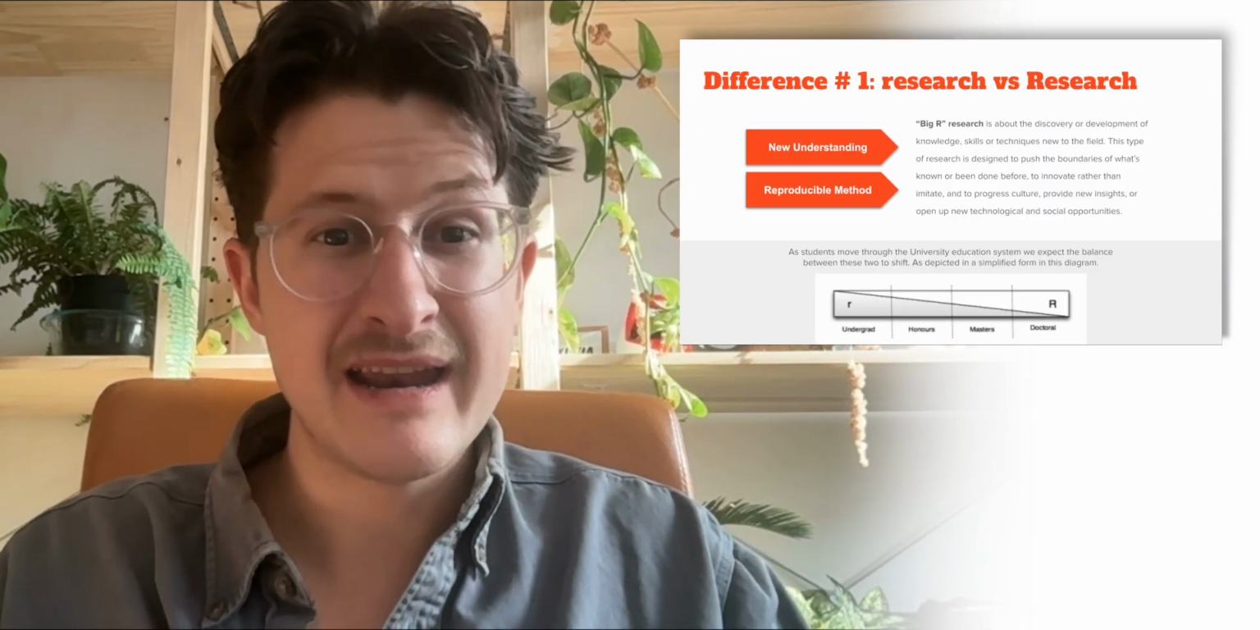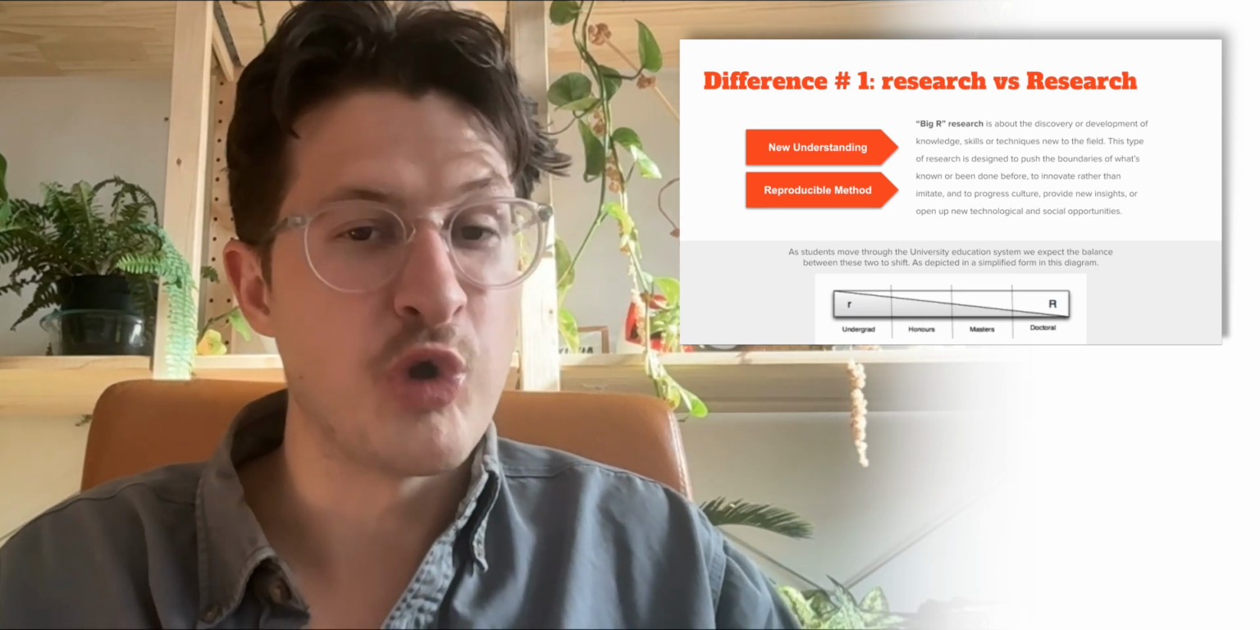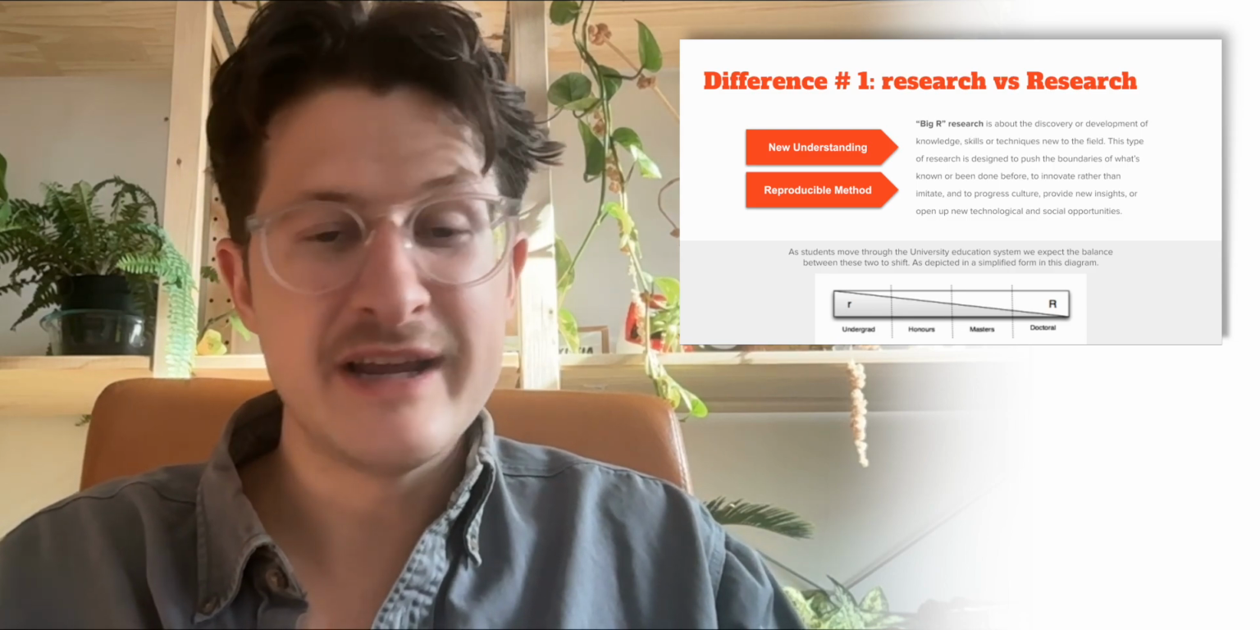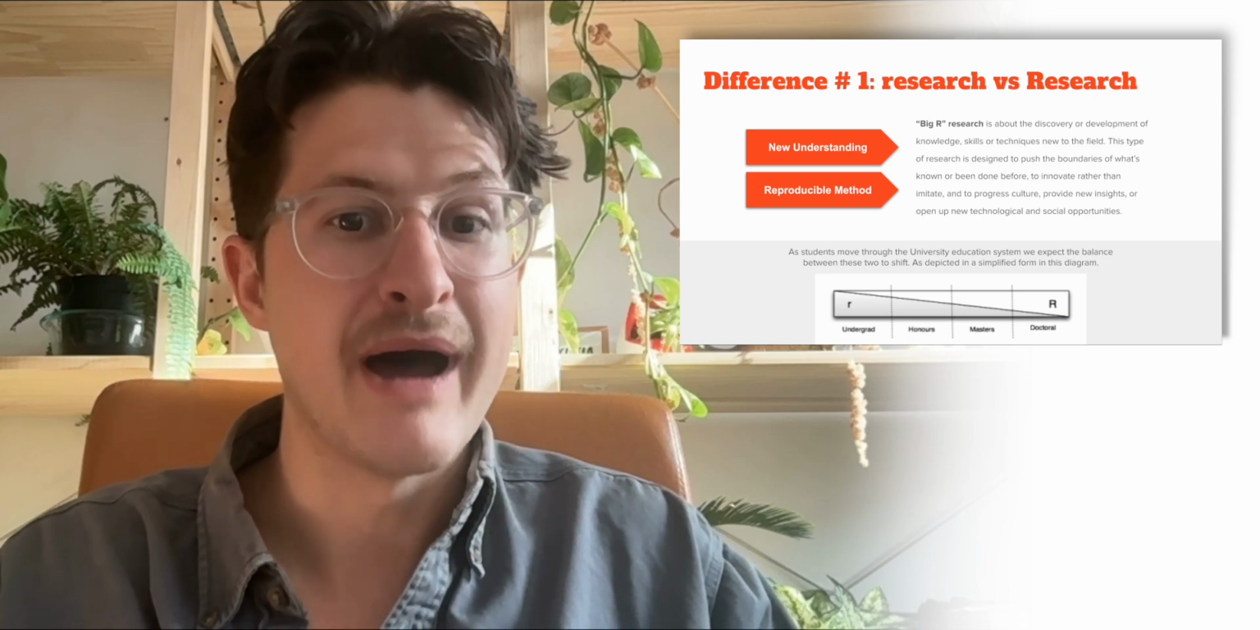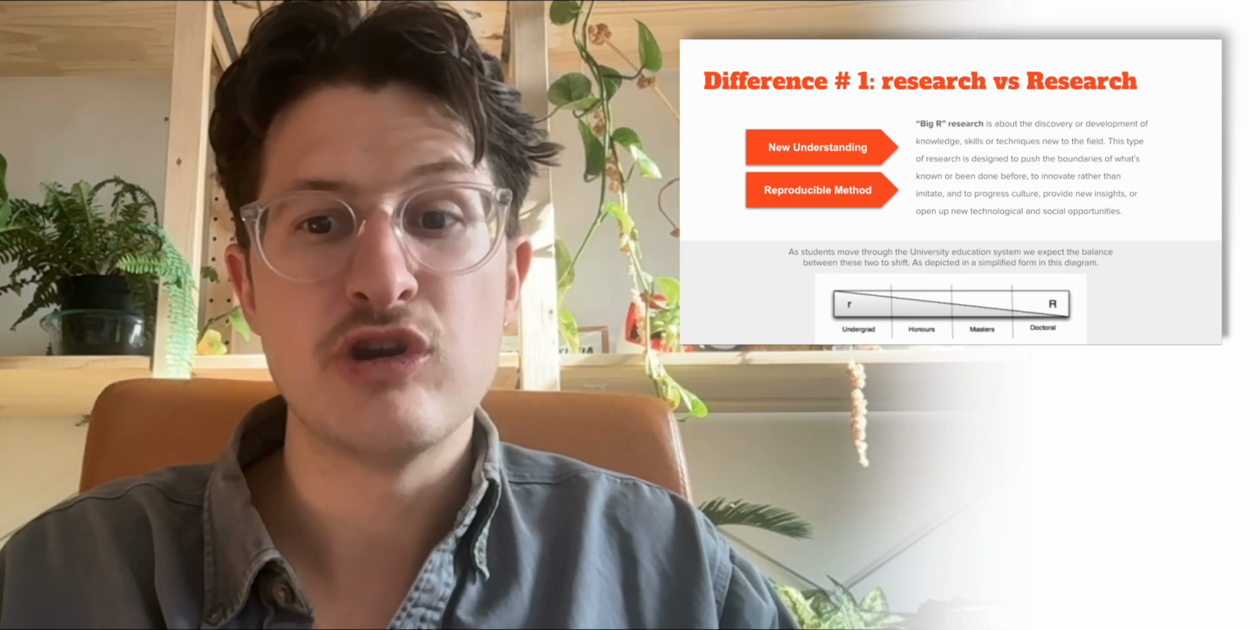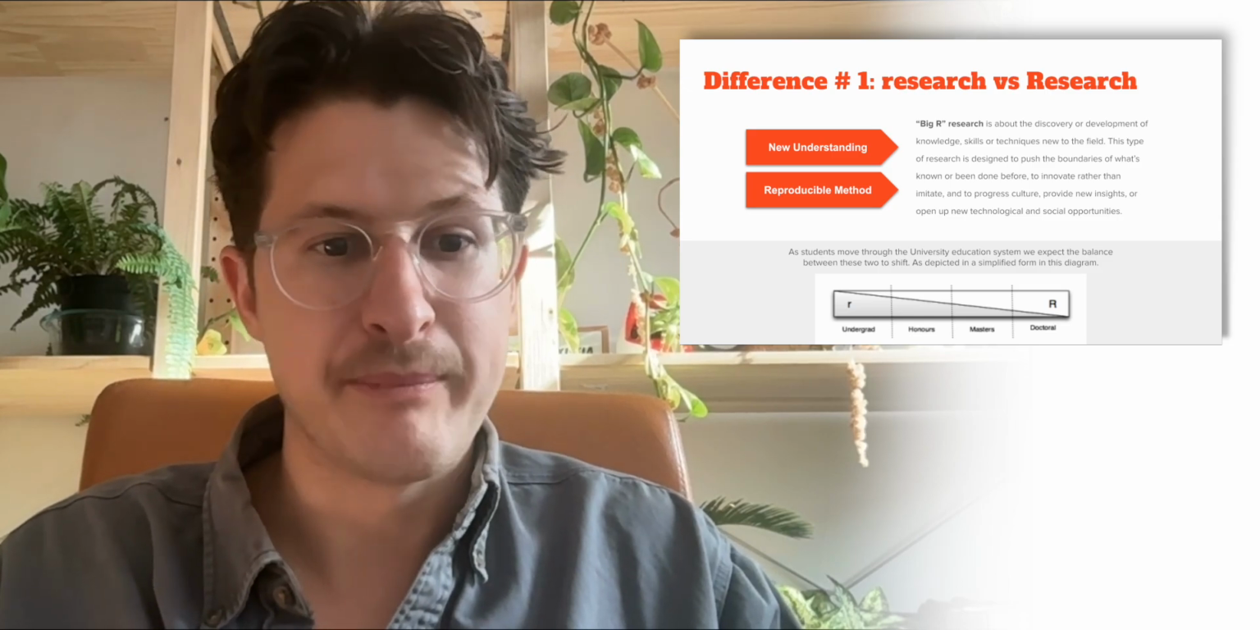All of this can really be explained as big R research. Students may think of research as scrolling the web, reading JSTOR articles, but research in AP Research, I like to refer to as big R research. It is the research that is about the discovery and development of knowledge, skills, and techniques that are new to the field. This kind of research is really designed to push the boundaries of what's been known or done before, and it innovates rather than imitates. The goal here is to progress culture, provide new insights, and then to open up new opportunities.